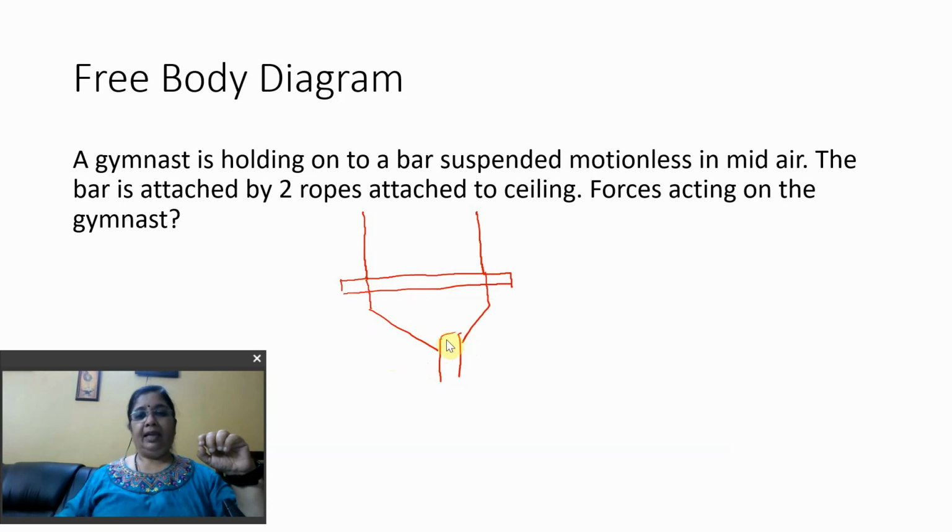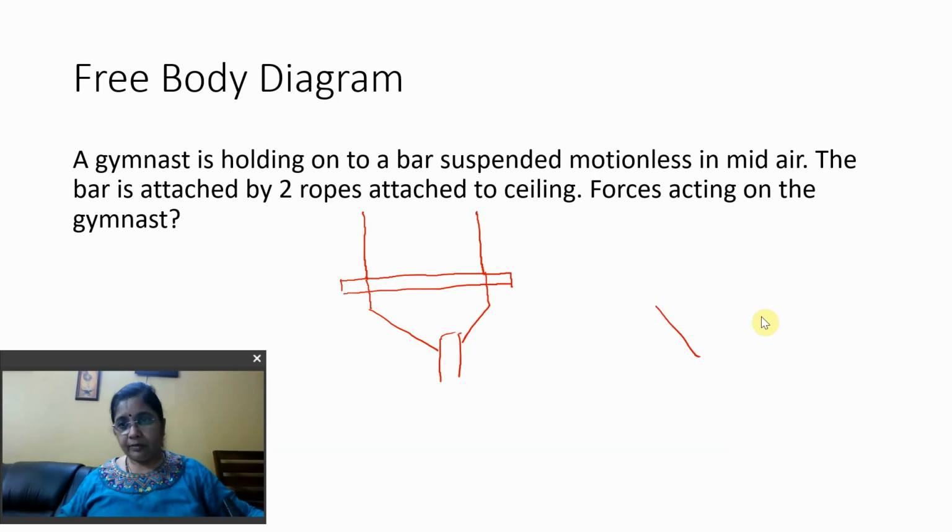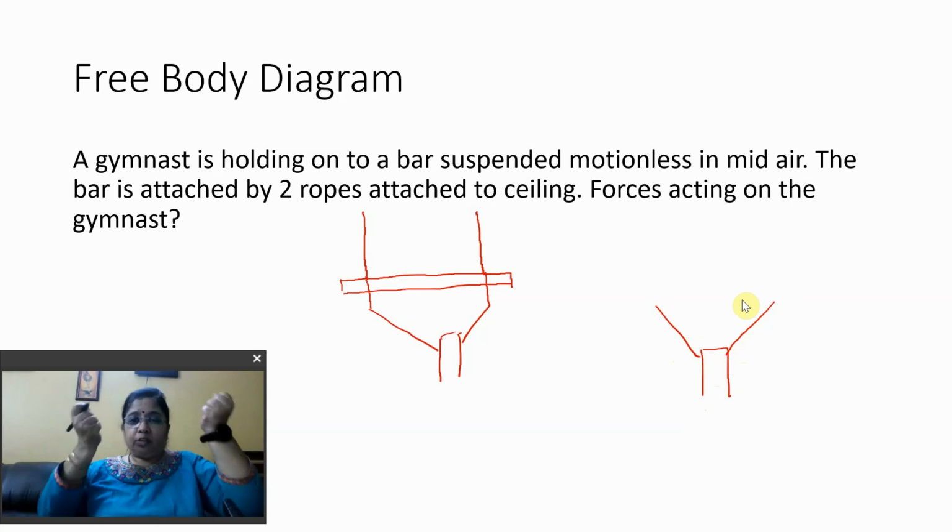So again, let us isolate the gymnast as one entity. When you take the gymnast, it's one person who's holding on with his two hands. There is this gymnast who's suspended here. So now, what are the forces acting on the gymnast? So this is an isolated person. There are 2 points of contact here. So what happens to these points of contact? They go up. The points of contact are pulling him up.